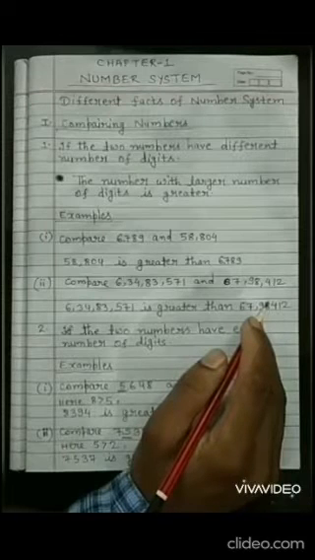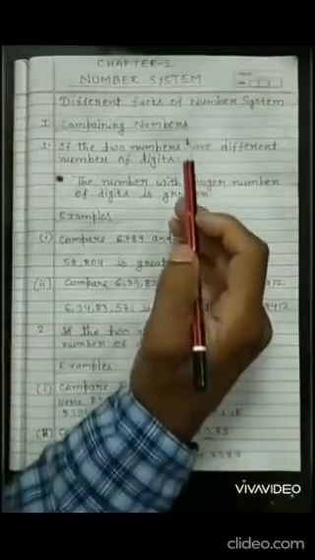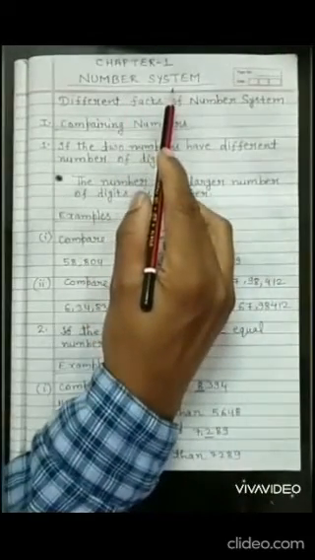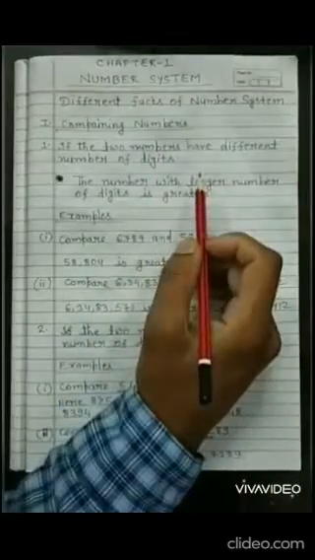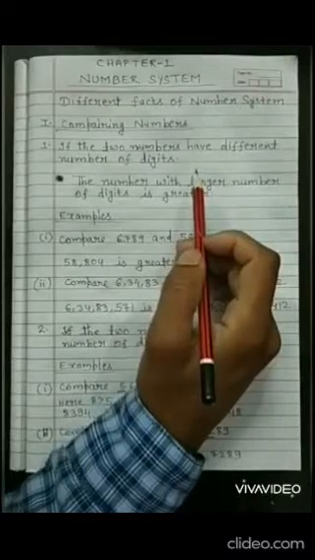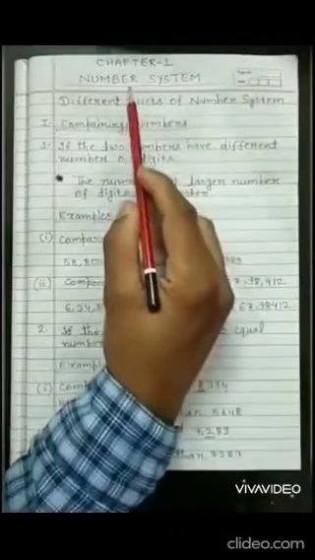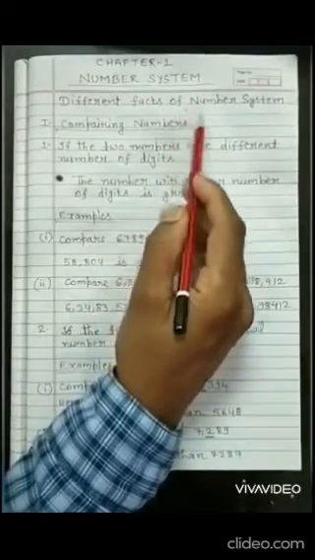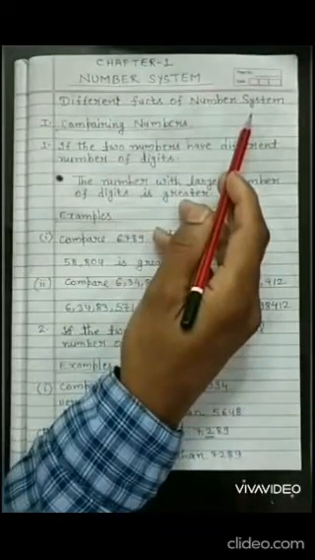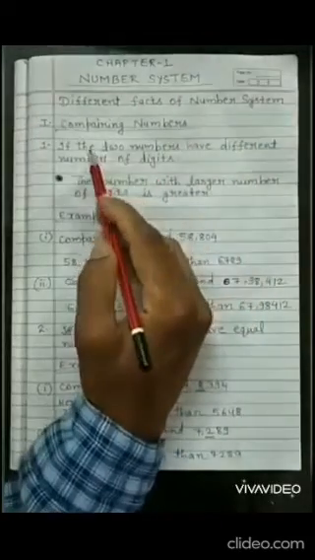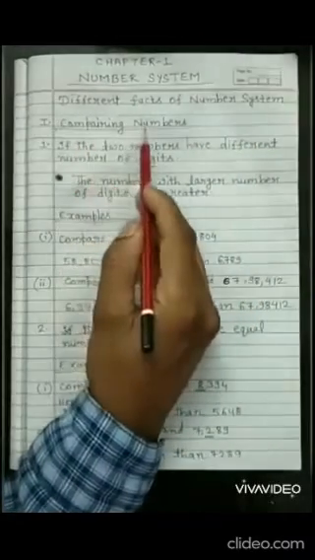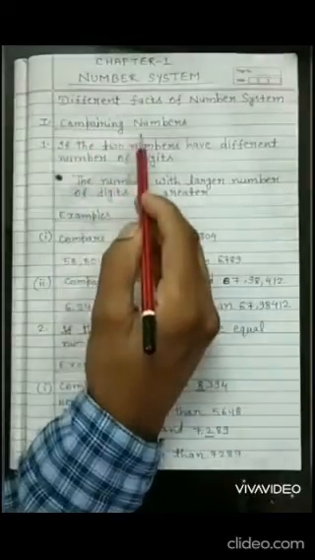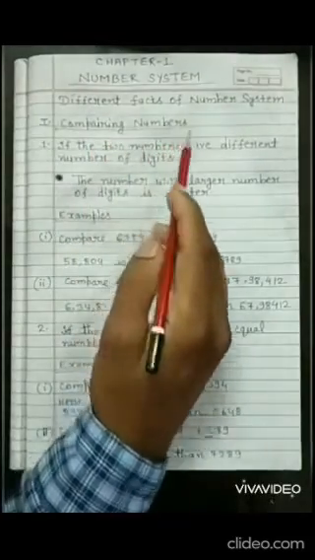Okay, so today we are going to start the first chapter of your maths book, that is number system. In this chapter, number system, we are going to discuss the different facets of number system. And the first topic we are going to start here is comparing numbers. This is the first topic, comparing numbers.